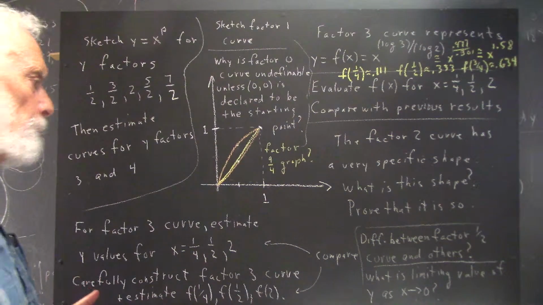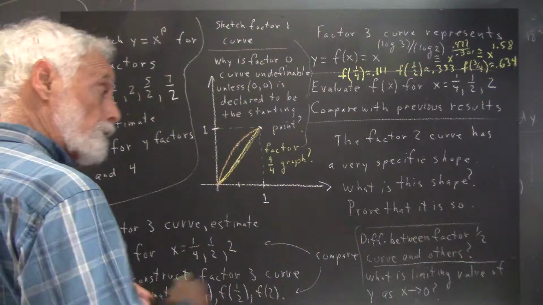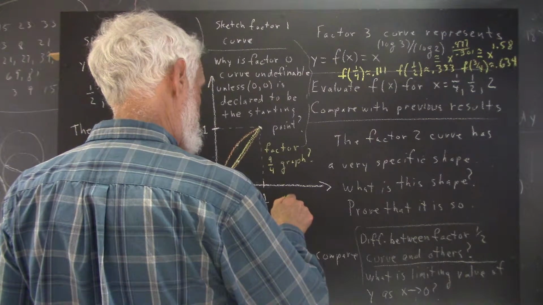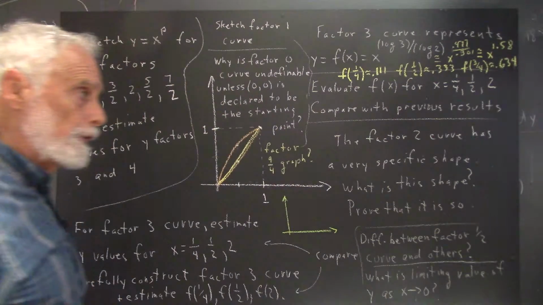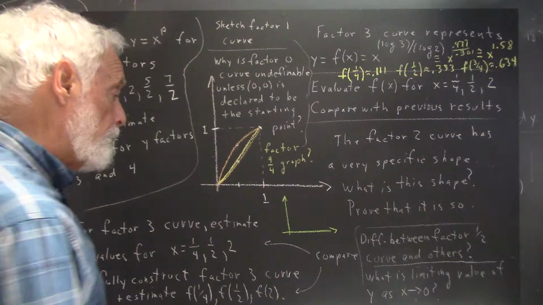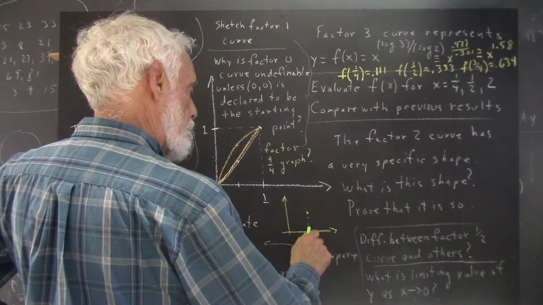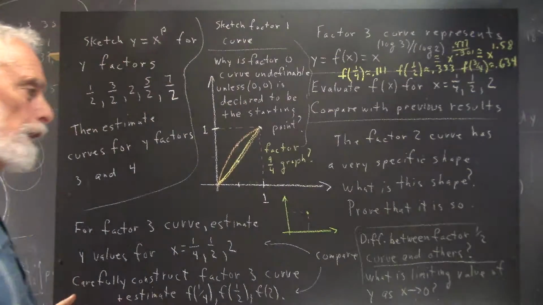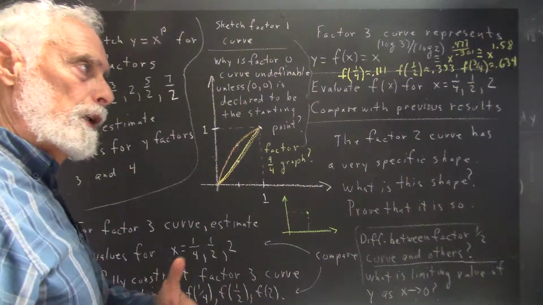Now I'm going to clutter things up a little bit more, looking just quickly at what happens when we construct the factor 1/2 graph. I'm going to construct it kind of small here because I just want to give you some indications. If we start with a 0.11 here, and I'm not going to label that point, but we understand that that's the 0.11. Factor 1/2 means that when we double the value of x, the y value becomes half as great.